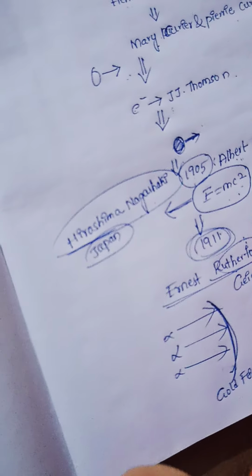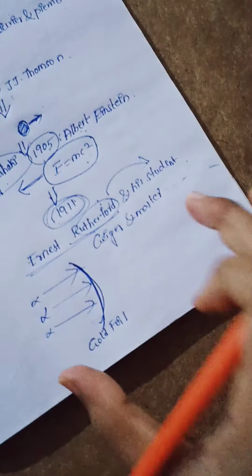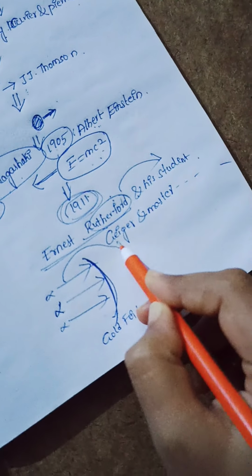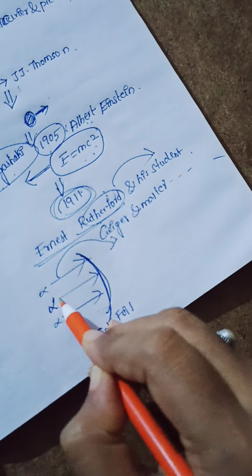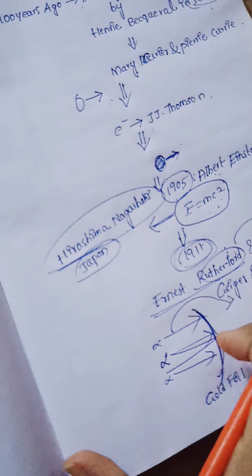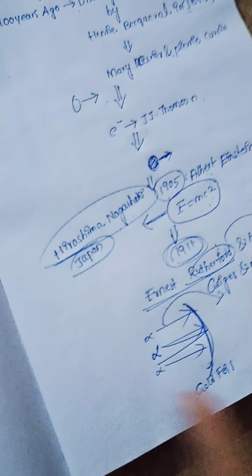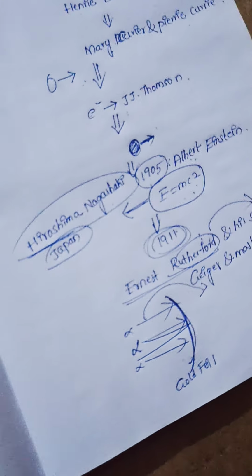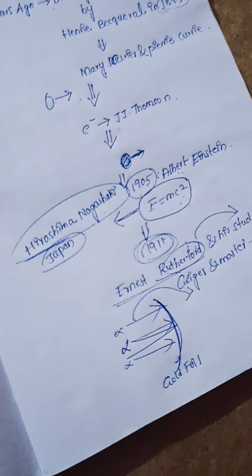And next, what happened in this experiment? Some of the alpha particles were deviated, and some of the alpha particles bounced and came back. Like this, the series of experiments were done by this team, and for the first time he gave a planetary model of the atom.